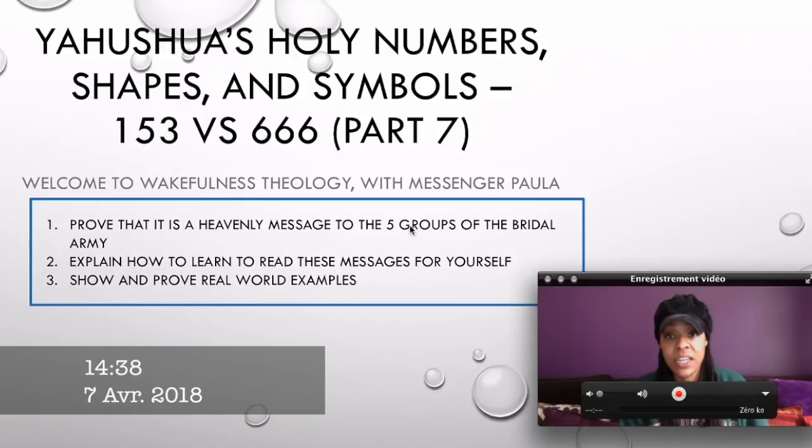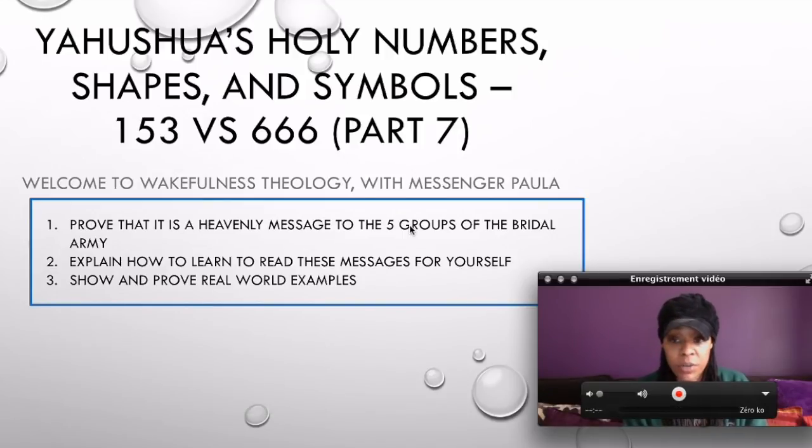Actually, it's part 8, but it's the second part of what I talked about last week. We want to compare 153 with 666. Last week, I explained how fabulous 153 is. I'm in love with 153. This is so awesome. This is Yahushua's celestial number, holy letter of resurrection. It has properties that no other holy letter has. Okay, 153 is amazing. So we talked about that.